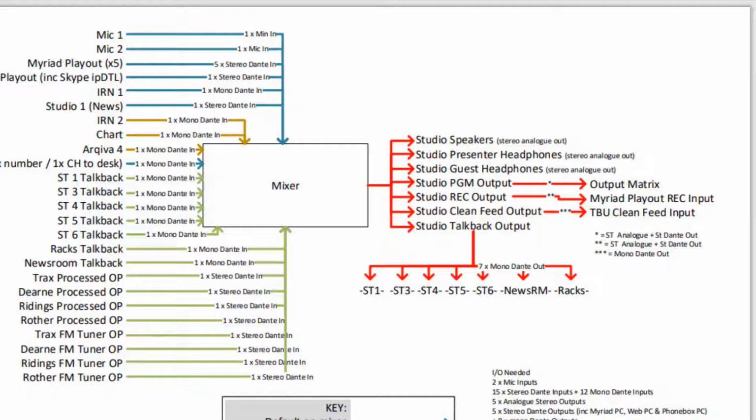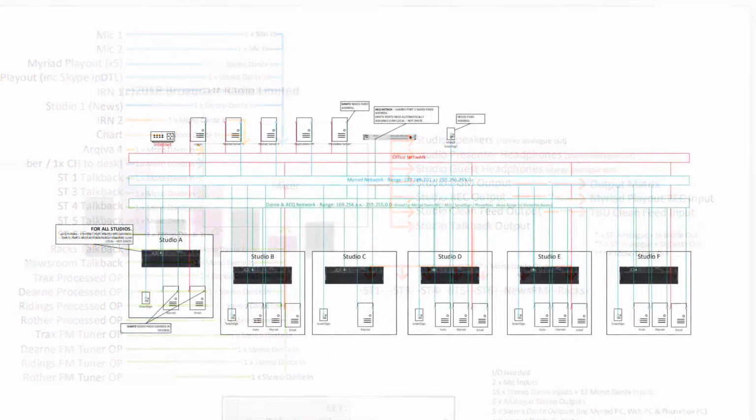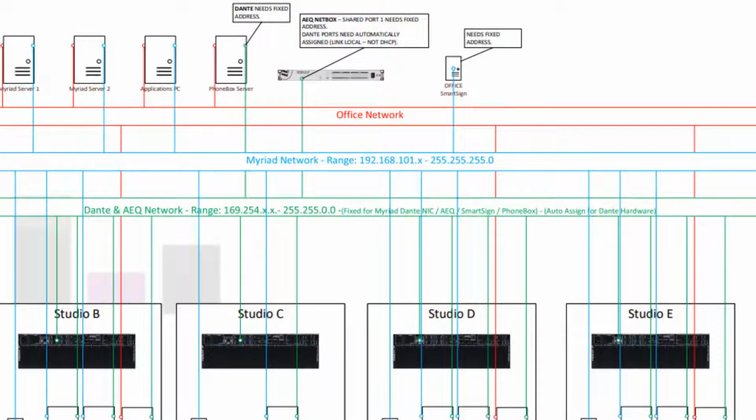We use Dante for talkback between studios, as well as getting signals from the mixers to the racks, and of course from the playout system to the mixer. To achieve this, we ran 3 separate networks: an office network, the Myriad Playout network, and of course the Dante and AEQ network.